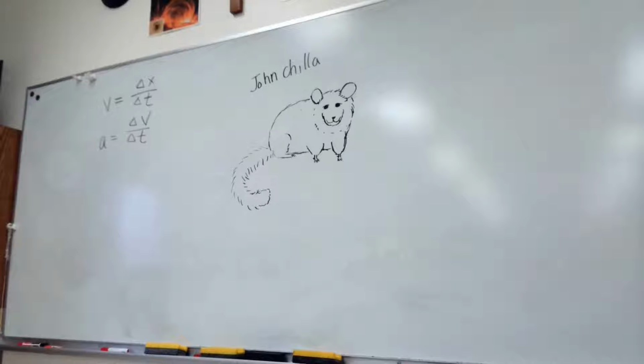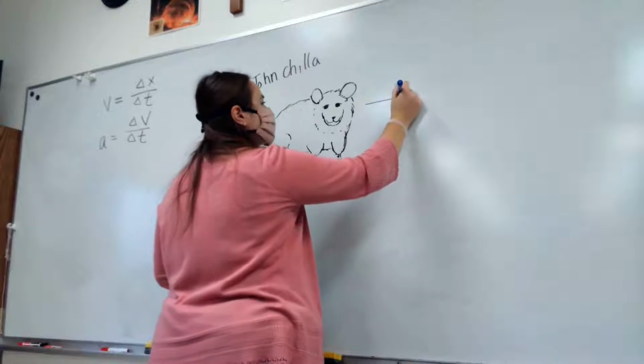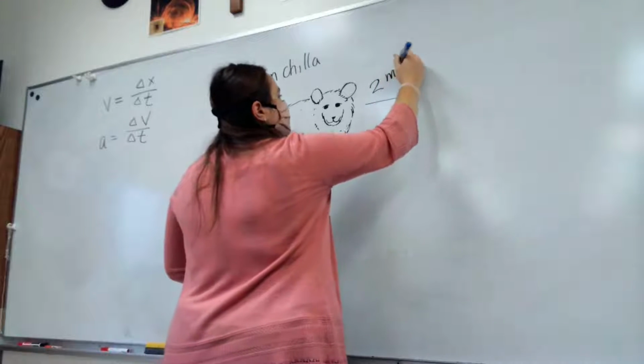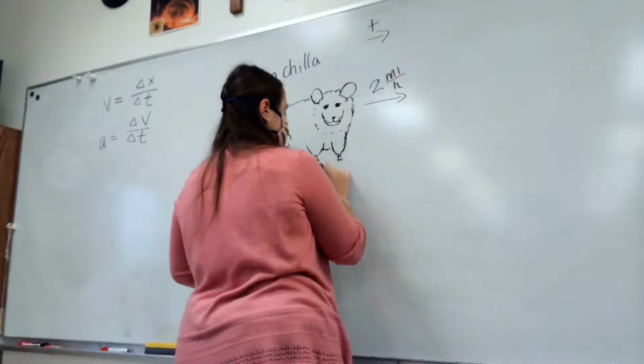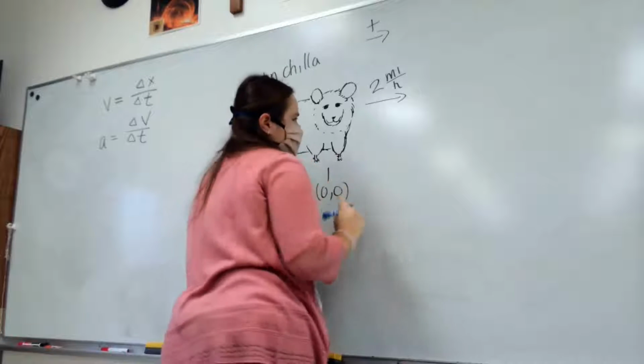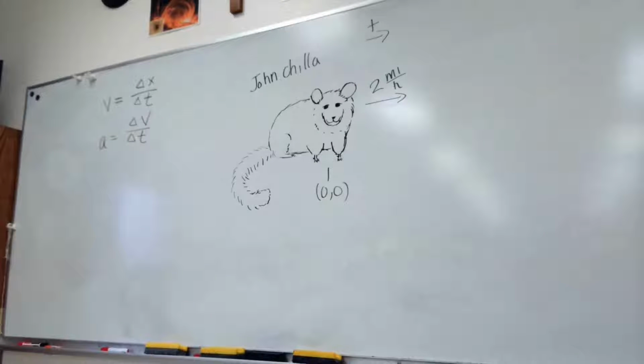Now, there's going to be situations where we have questions like, let's say that our chinchilla, John Chilla, moves, let's say, I don't know, how fast do you want him to go? Anybody? Yeah. 2 miles per hour. 2 miles per hour? Okay, so let's say John Chilla is moving at 2 miles per hour. Okay, let's say he's going in the positive direction. He starts at 0, 0. Okay, how long is he going to move for? Yeah. 35 seconds.